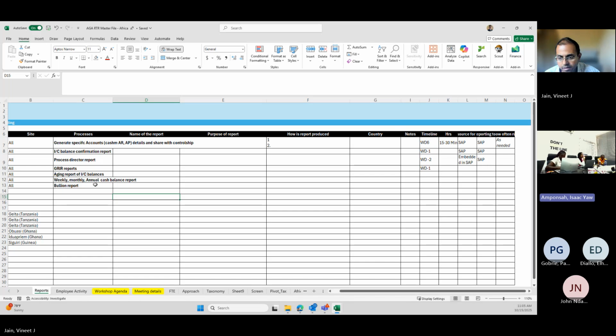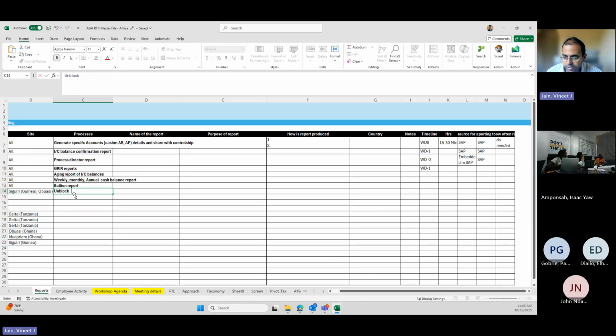Then the next one that they do specifically at Sigiri is the unblocked invoices report. That is done in Obuasi as well. Do you pull out reports for that? You pull it up from DW. Okay, but we do it directly from SAP. So you realize that at the end of the month a lot of unblocked invoices reports. We pull that report and then send it to the various. Okay, so this is for Sigiri and Obuasi only.